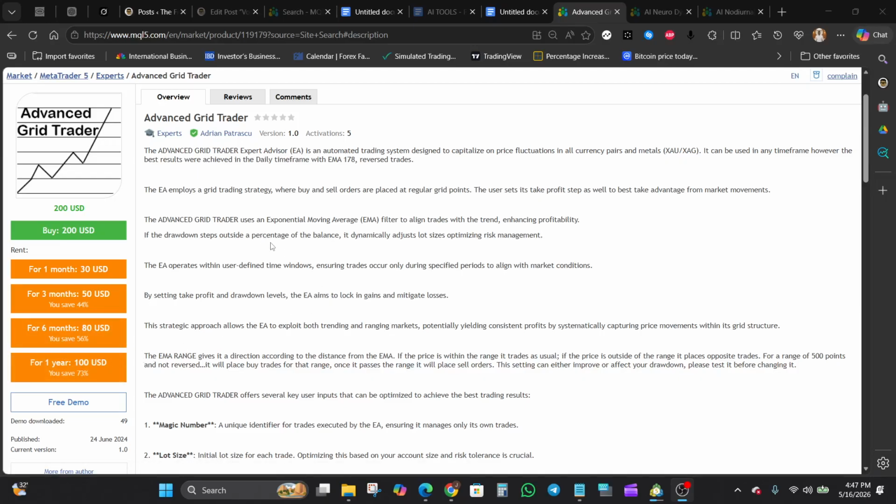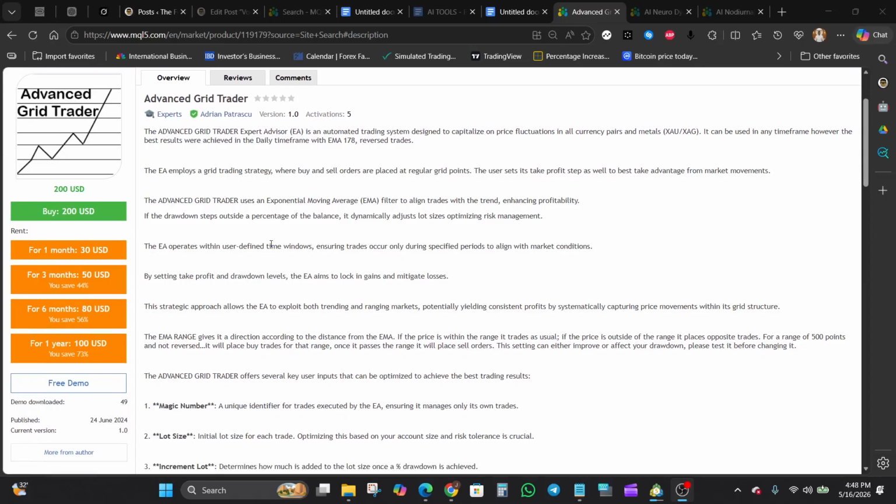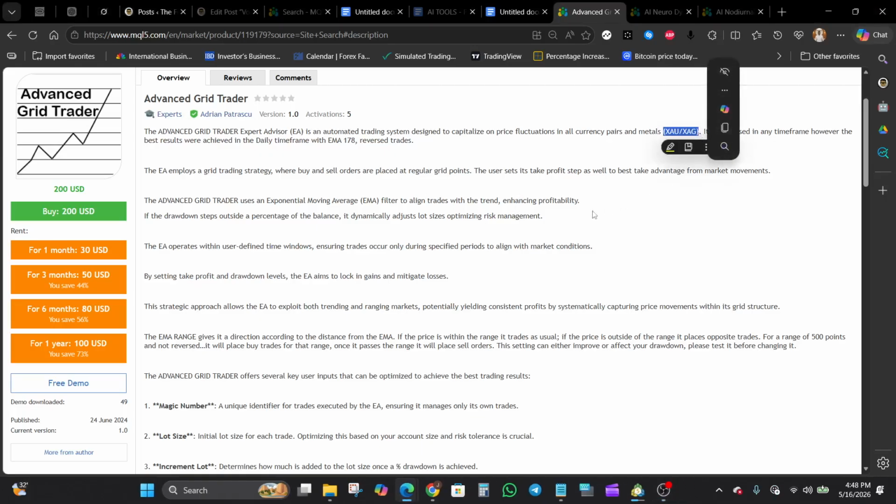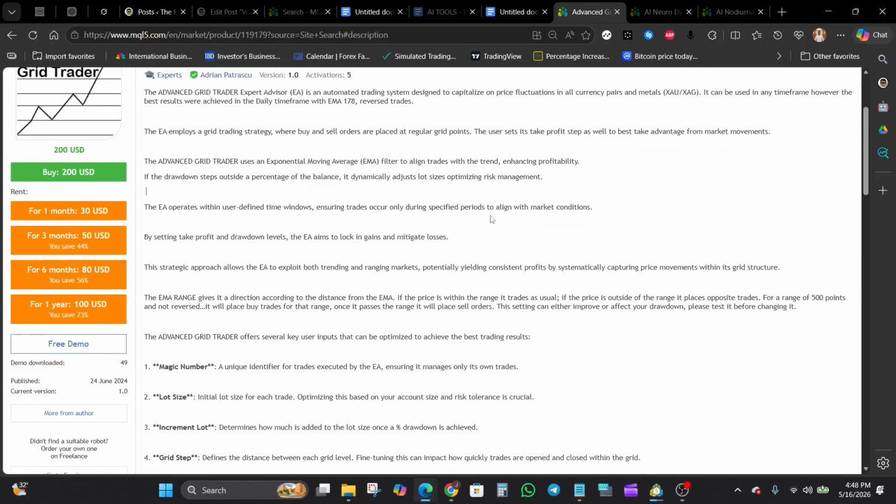Now, as I scroll through the description, the EA is presented as a grid trading system designed to work across all currency pairs and metals, including XAU and XAG. But the developer also mentions that the best historical results were achieved on the daily time frame using an EMA 178 setup with reversed trade logic. Okay, so right away that gives me an idea that this is a structured grid approach with a trend-based filter layered on top.